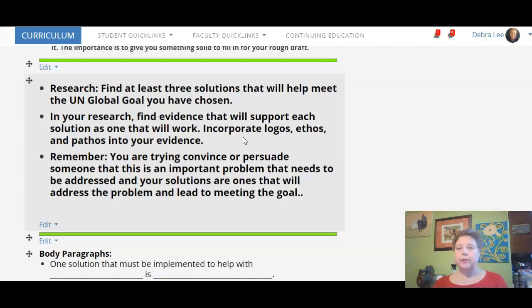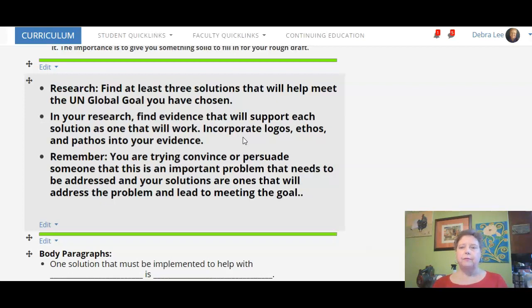Logos, facts, figures, statistics, authorities that have information, have studied this and have information. Ethos, write it well, show that you have done your research, you have a good in-text and a works cited page that allows your reader to see, yes, this person is a very ethical person and has a right to be writing about this subject.